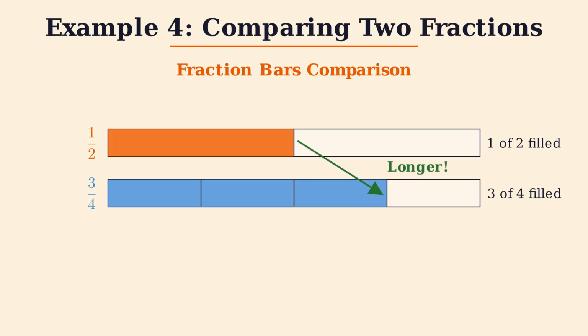Now let's compare them with fraction bars. The bar for 1/2 has 1 out of 2 sections filled. The bar for 3/4 has 3 out of 4 sections filled. See how the 3/4 bar is longer? So 3/4 is greater than 1/2. Visuals make fractions so much easier to understand.